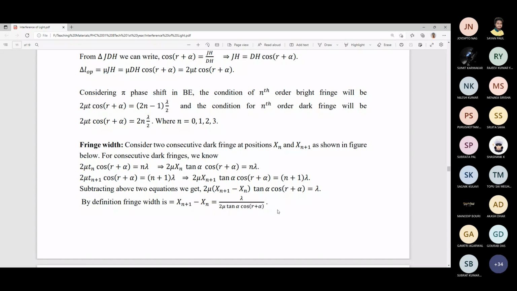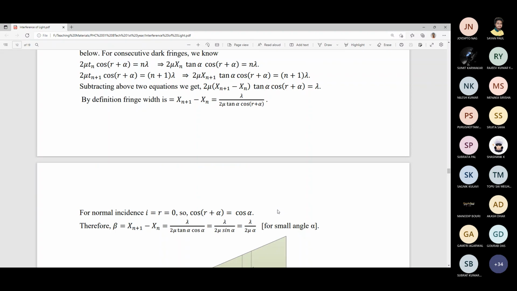Now consider normal incidence. For normal incidence, i equals r equals 0, so cos(r plus alpha) is equal to cos alpha. Then we have tan alpha cos alpha, so we get sin alpha. The fringe width is lambda divided by twice mu sin alpha.